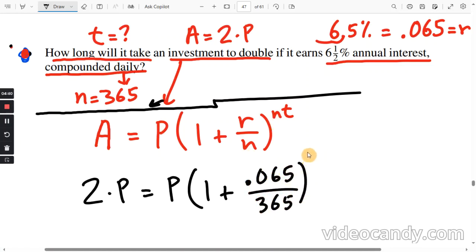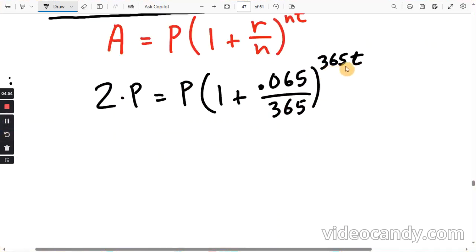Times N, again, which is 365. Times T, which we do not know. So this is 365 T, 365 times T. All right, we're trying to isolate the exponent. We want to take the log of this, but the P is in the way. We have a P on both sides, so let's just divide both sides by P.